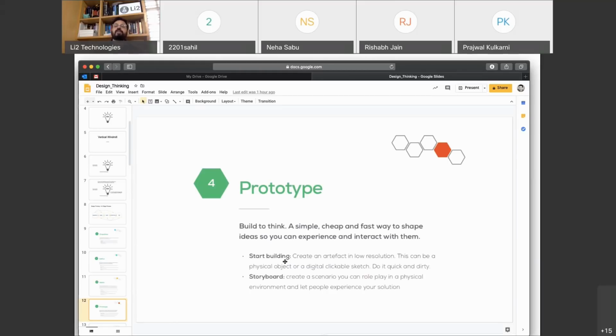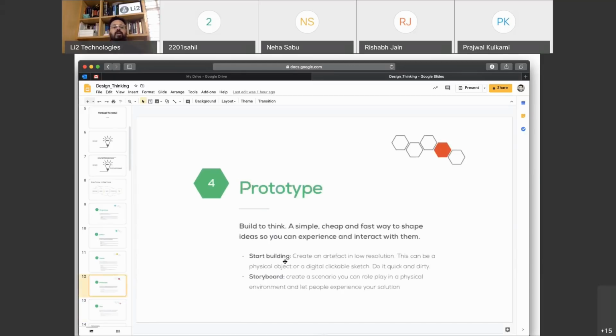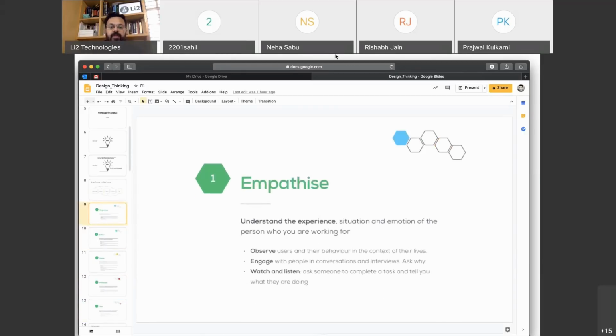So prototype is not always the final product. When you go into the market and test, your prototypes start changing continuously. So from that perspective, it's very important to prototype and then eventually go into the market and test and build and build and build. So this is the broad structure of a design thinking process. Okay. So at this stage, are there any questions?